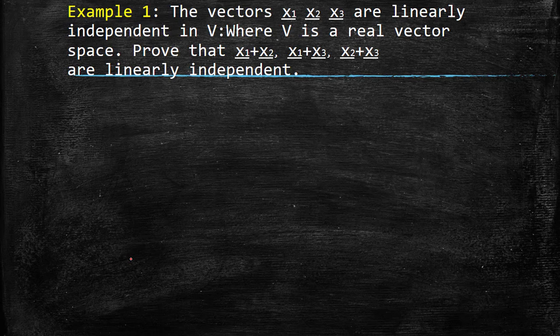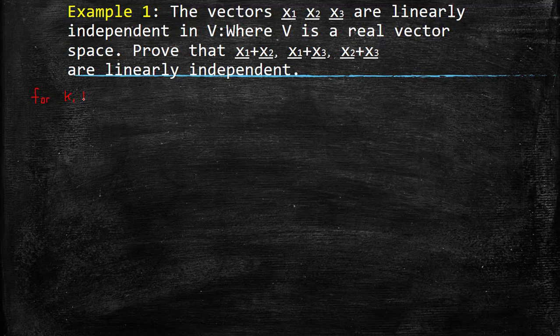So on to our first example. We have the vectors x1, x2, x3 are linearly independent in V, where V is a real vector space. Prove that x1 plus x2, x1 plus x3, and x2 plus x3 are linearly independent. So let's go ahead and write out what we know.